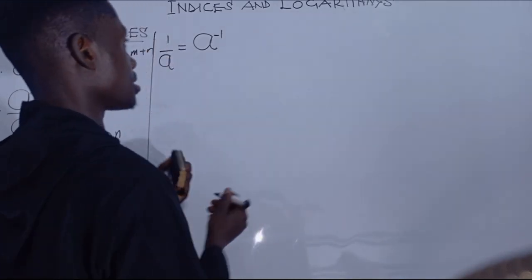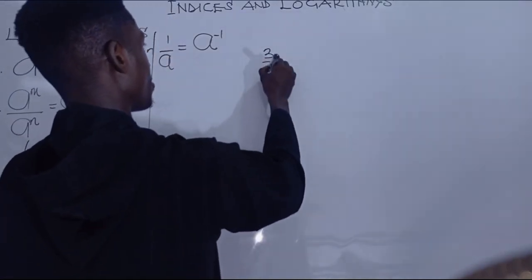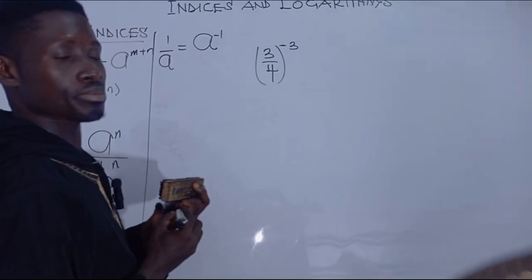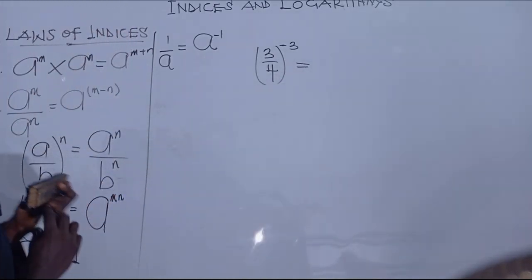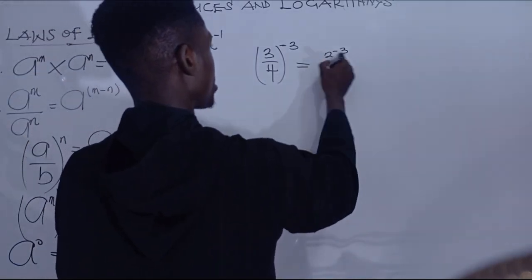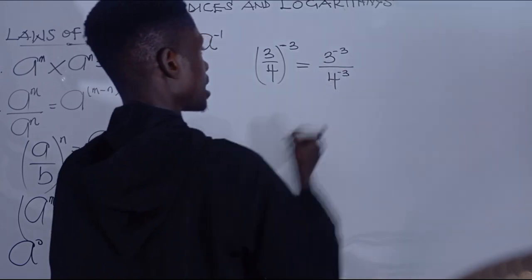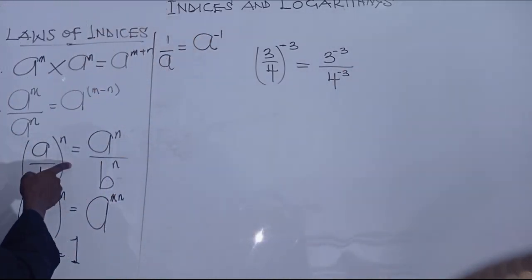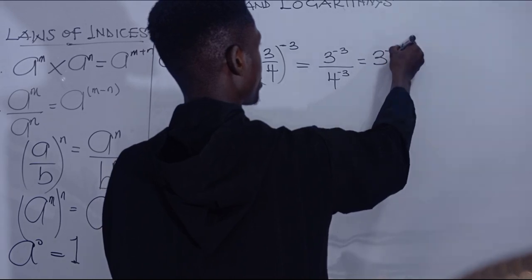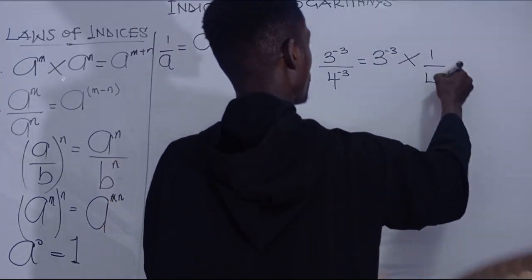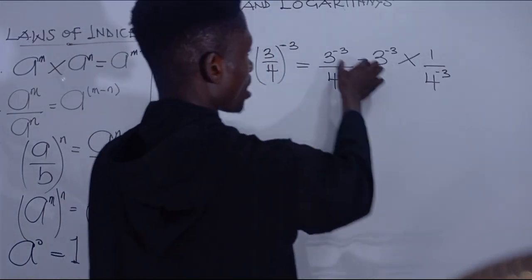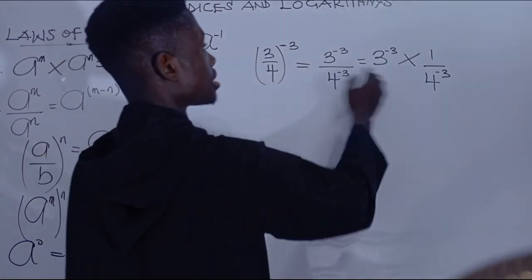So let's look at the next property. Let's consider the number 3 over 4 all raised to the power, let's say, negative 3. Now from this law, it means you can write this as 3 raised to the power negative 3 all over 4 raised to the power negative 3. We can still write it as 3 raised to the power negative 3 multiplying 1 over 4 raised to the power negative 3. This is the same because when you multiply by 1, we are getting back the same thing.